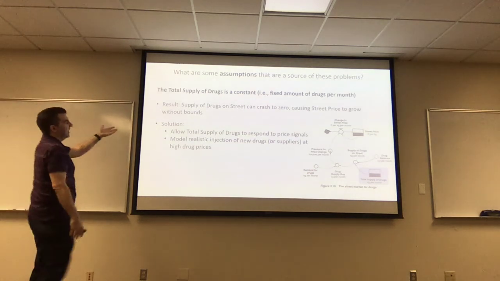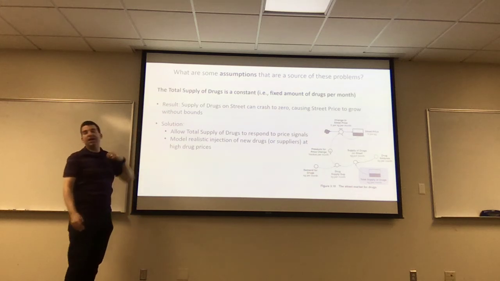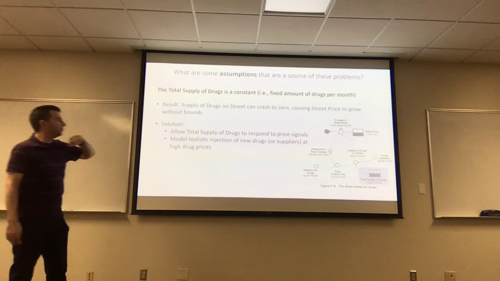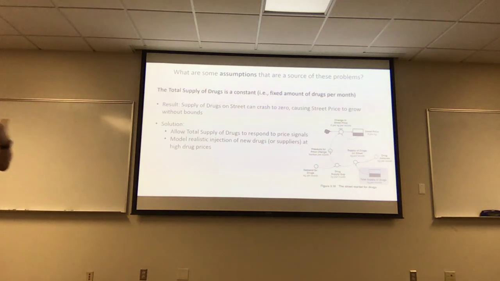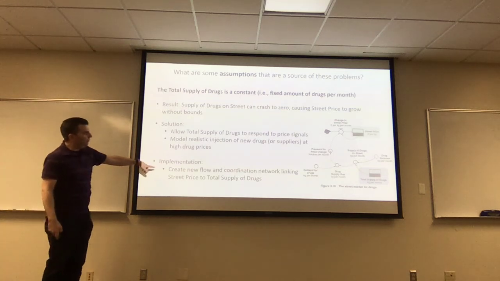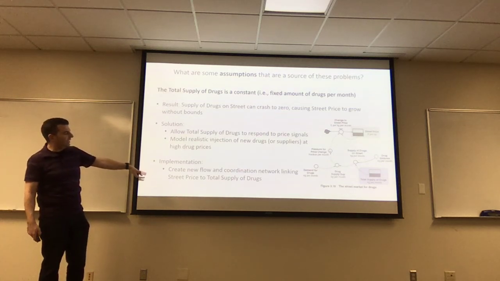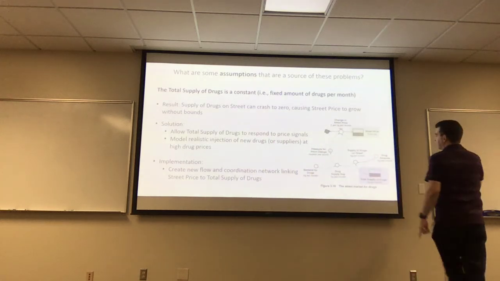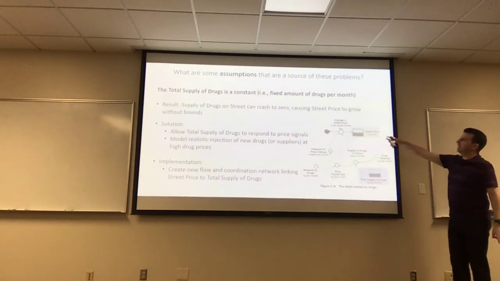So we need to allow the total supply of drugs to respond to price signals, and so we need to model the injection of new drugs or suppliers when prices are high. How do we do that? We can add to our model a new flow and coordinated network linking street price to total supply of drugs. So here we've got total supply of drugs coming in, and we've got street price up here.